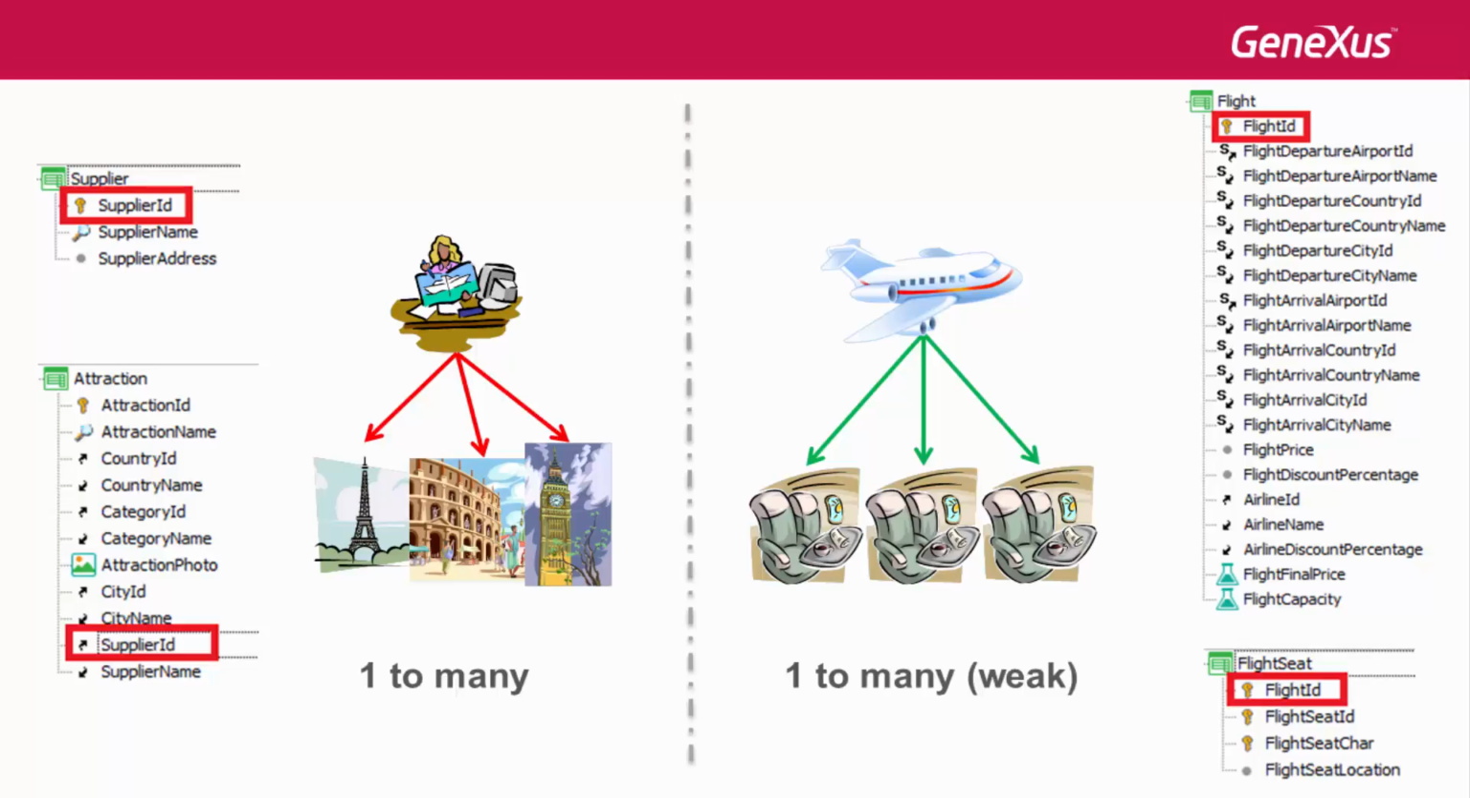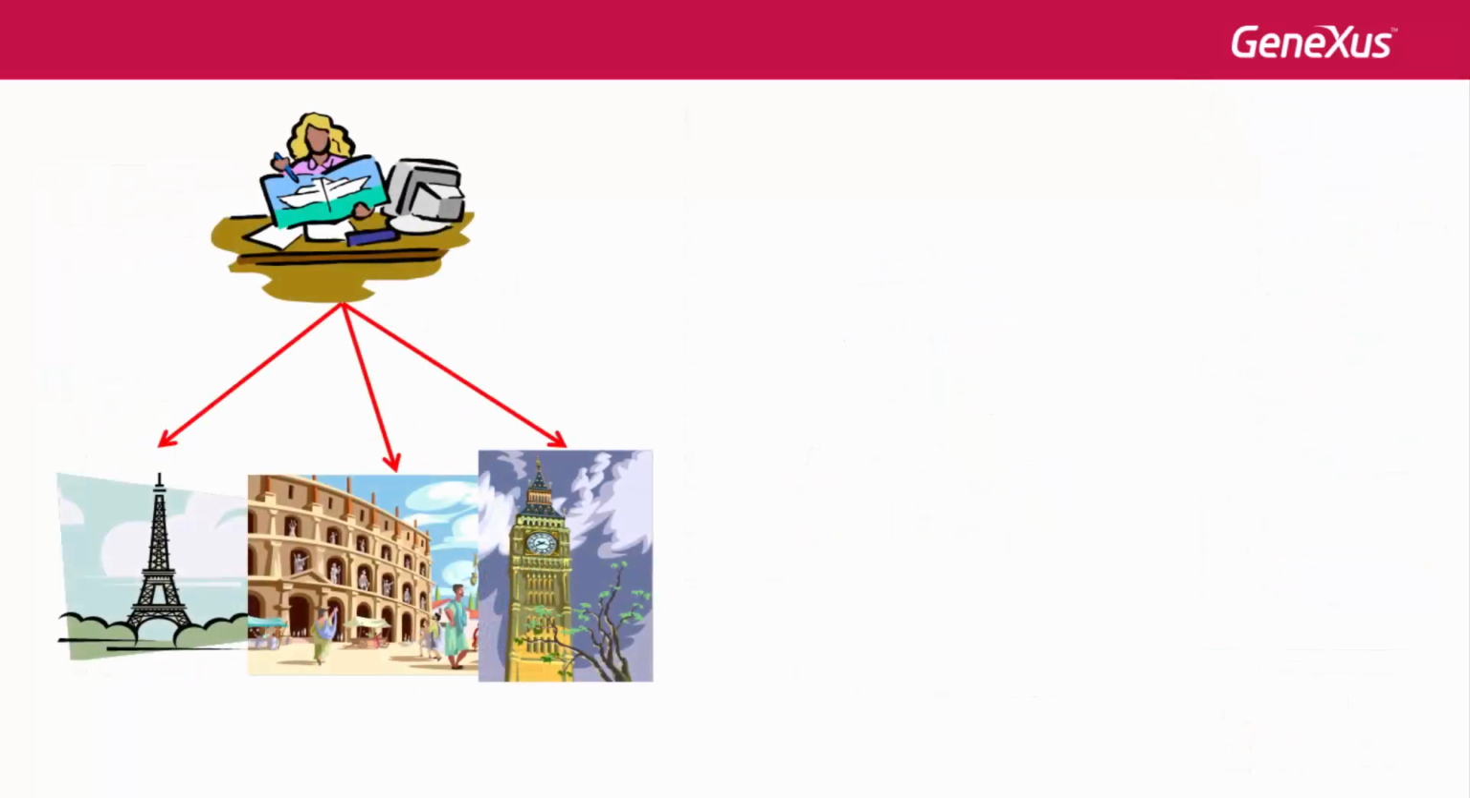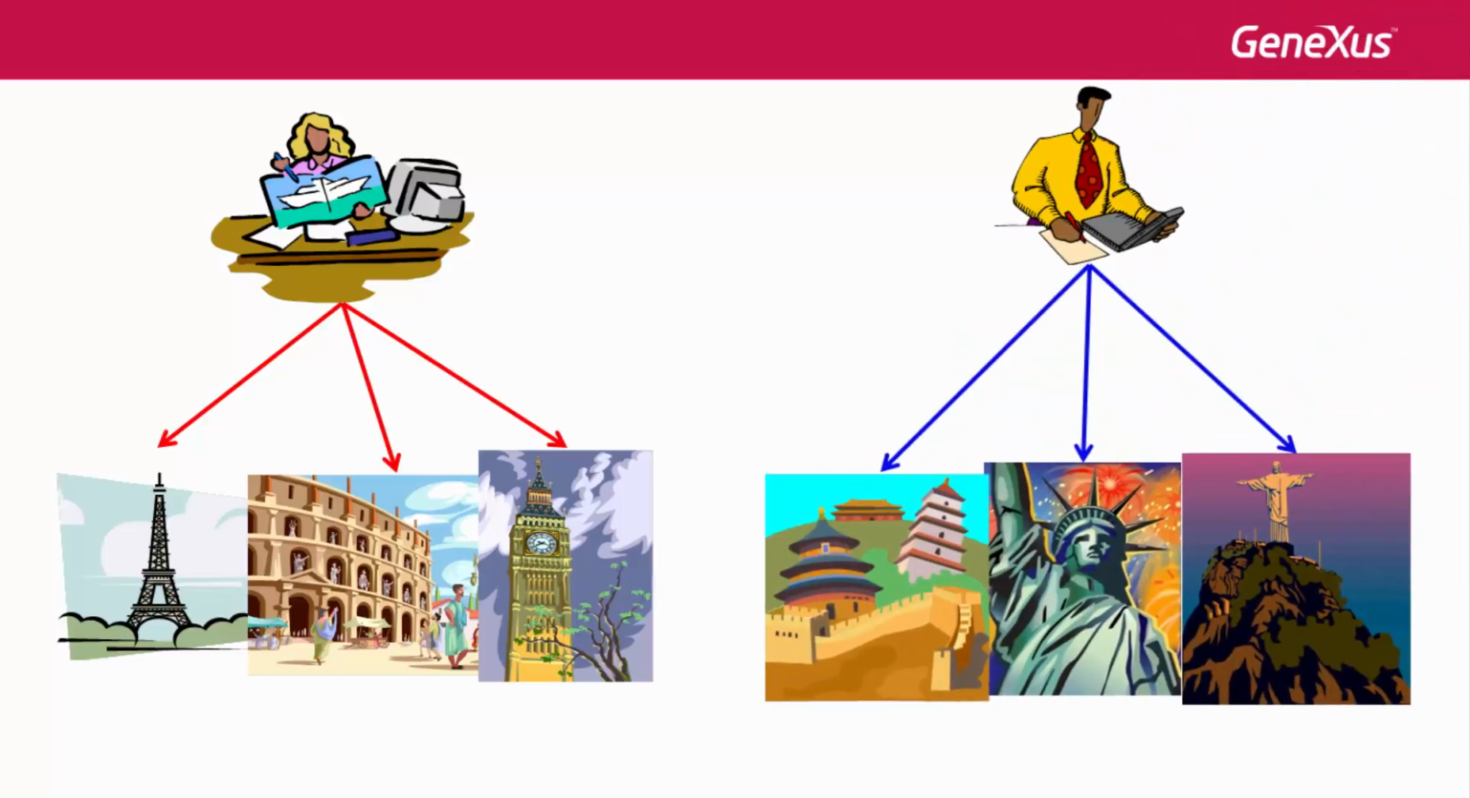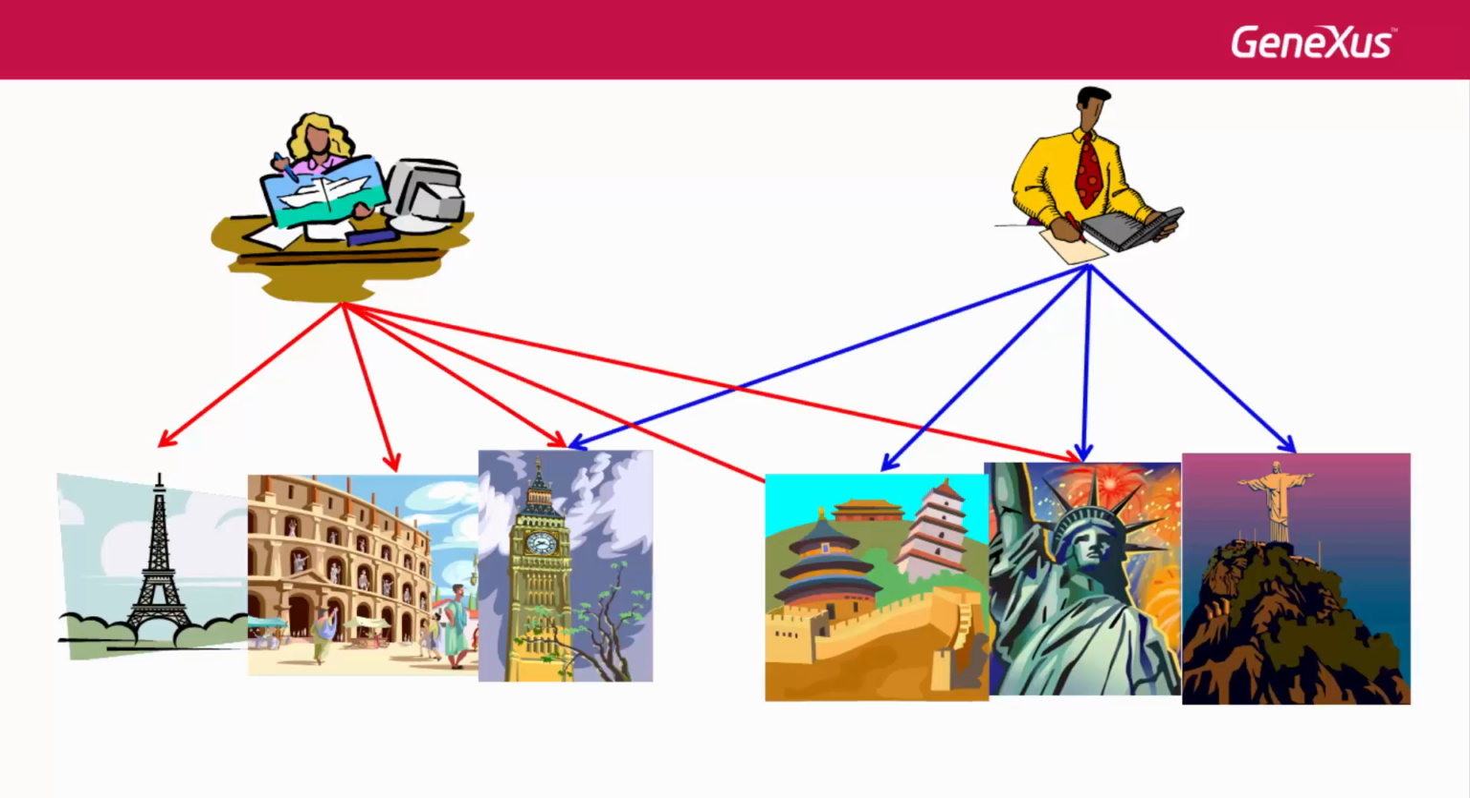Alright, so far, we've seen one-to-many relationships, but they don't always fit the reality that we want to represent. For example, suppose that the travel agency tells us that their reality has changed. Each supplier offers many tourist attractions as before, but each attraction can be managed by several suppliers, and not only one, as it has been the case until now. Which is to say, the relationship between suppliers and attraction is no longer one-to-many, but many-to-many.